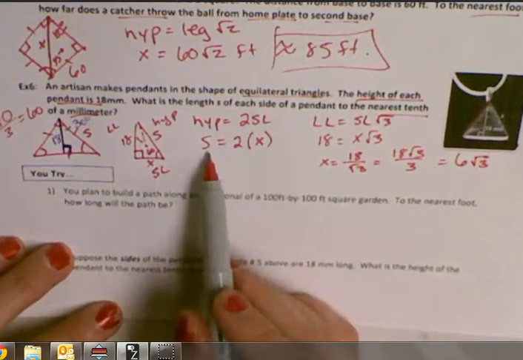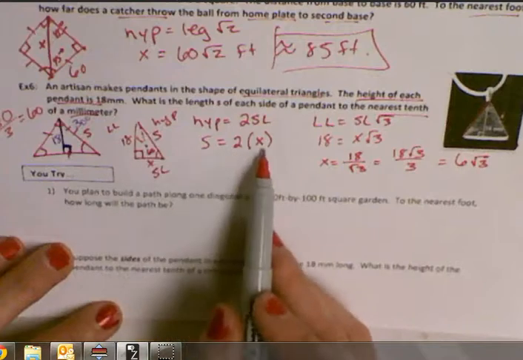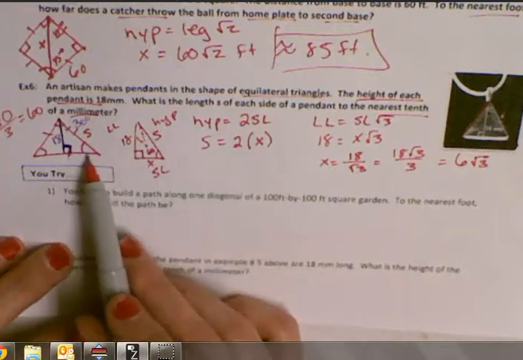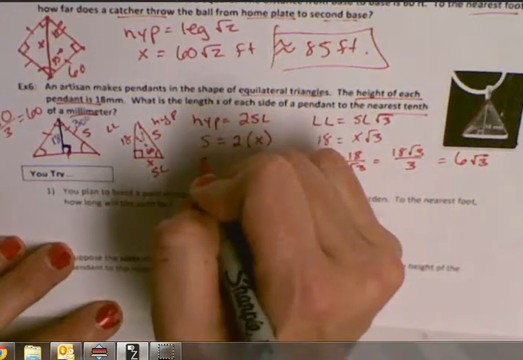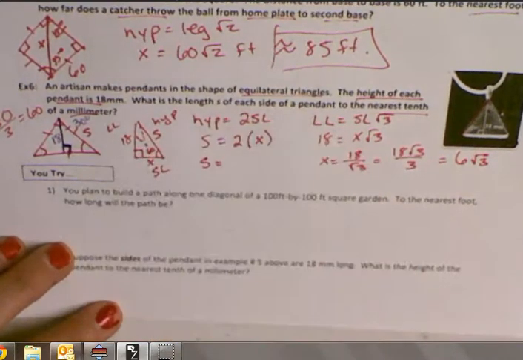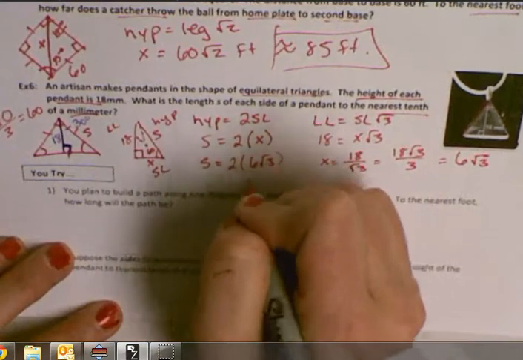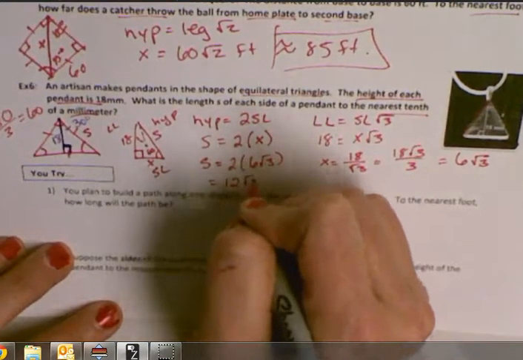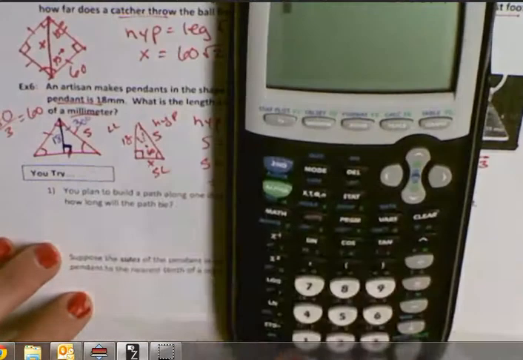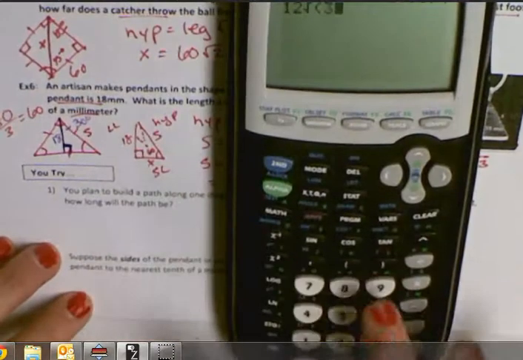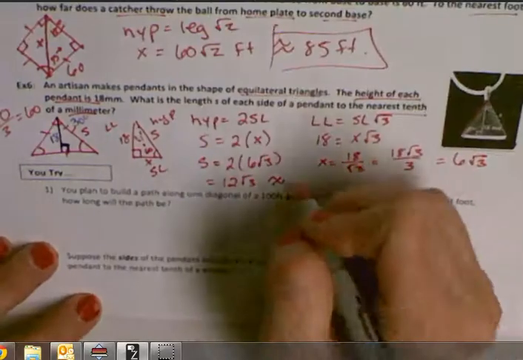We know that S, or my side length, or the hypotenuse, is 2 times X. Well, that makes sense because we already knew we divided our side by half when we drop the altitude in. So my side, or my hypotenuse, is equal to 2 times 6 rad 3, which is equal to 12 rad 3, which is approximately 20.8 millimeters.